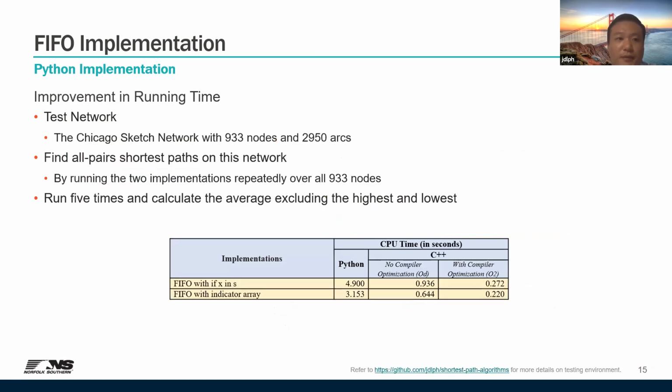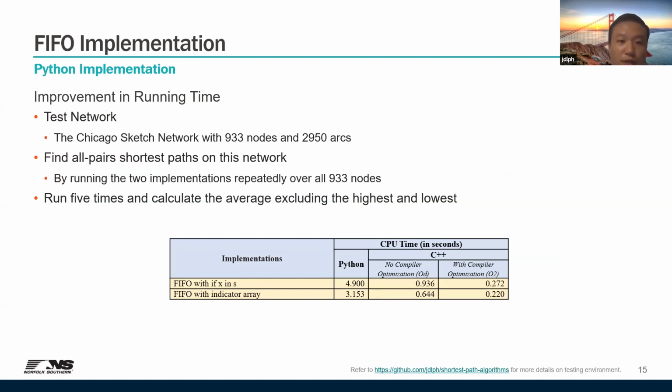So now you may wonder what the running time would be for these two implementations. One is with the linear time check, the other is with the constant time check. I conducted a numerical test on a middle size network, which is the Chicago Sketch network. It has 933 nodes and 2950 links. So it is middle size.